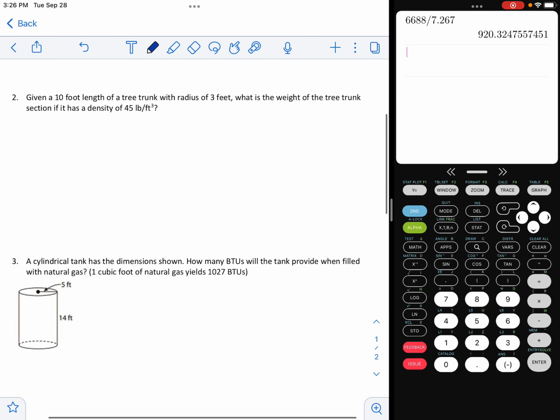Question 2 is just regular density. So given a 10-foot length of a tree trunk with a radius 3 feet, what is the weight of the tree trunk section if it has a density of 45 pounds per feet cubed? All right, now here, the equation for density is mass divided by volume. So let's see what we're given. Given a 10-foot length of a tree trunk with radius 3 feet. So length and radius. A tree trunk, if you can picture a tree trunk in your head, has the shape of a cylinder.